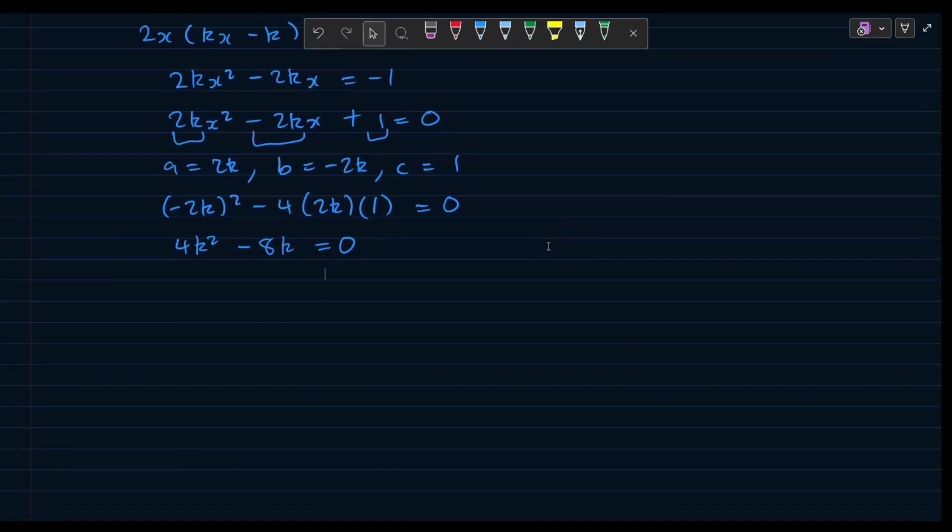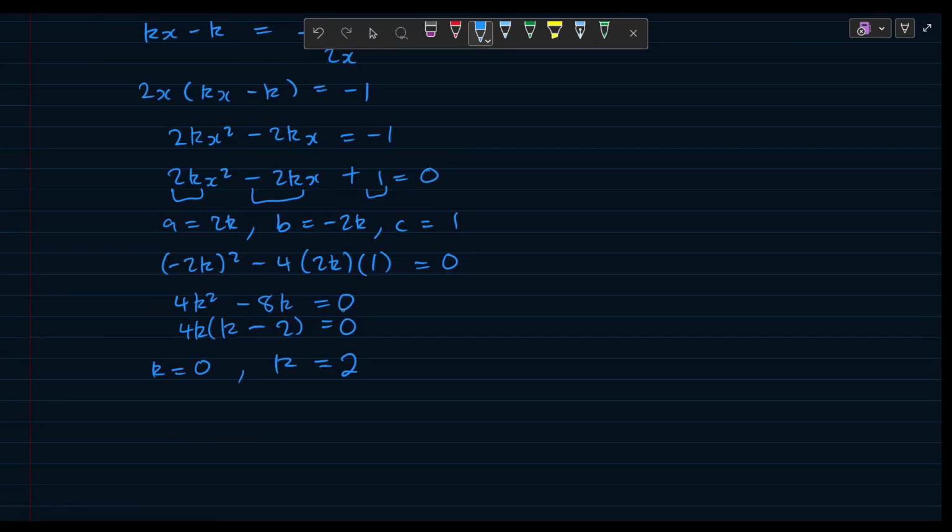Alright, so we've got a 2-term quadratic, and here we can factor out a 4k. So in the brackets we've got k minus 2 is equal to 0. So you get that either k is 0 or k is equal to 2.